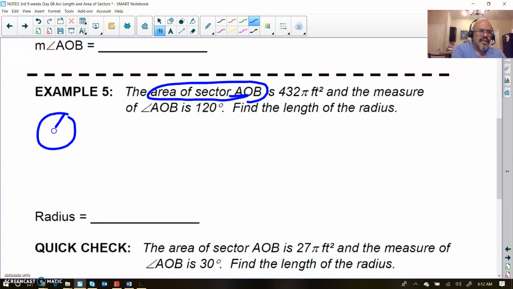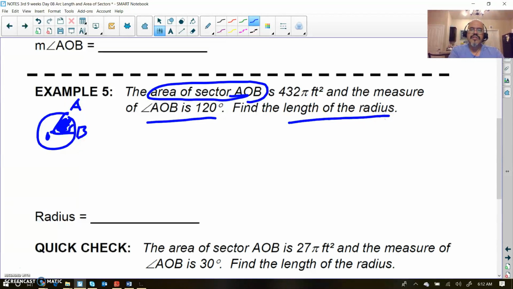We have this little circle right here. We have this point A, this point is O, and this point is B. So right here we have the area of that sector, which is all this stuff right here. And the measure of AOB is 120. What is the length of the radius?